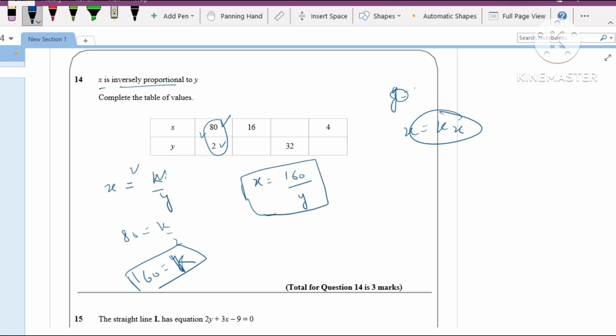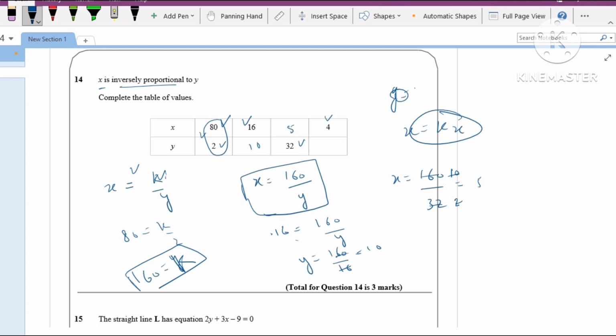So now you will substitute the value of x here to find the value of y. For this, x is 16. You will replace x with 16 to find the value of y. Just cross multiply, y will be 160 divided by 16, that is 10. So it will be 10 here. Here the y is 32. You have to find the value of x. 160 divided by 32 is 5. So this is 5.